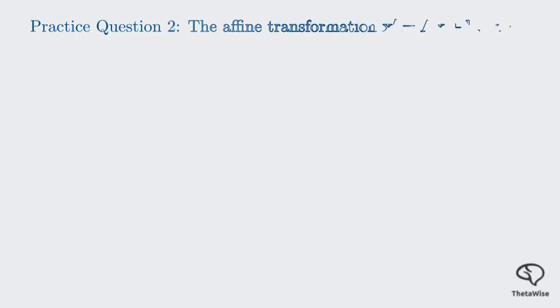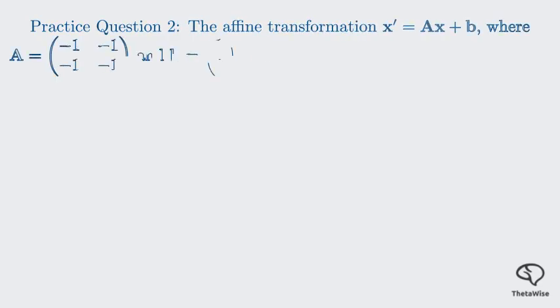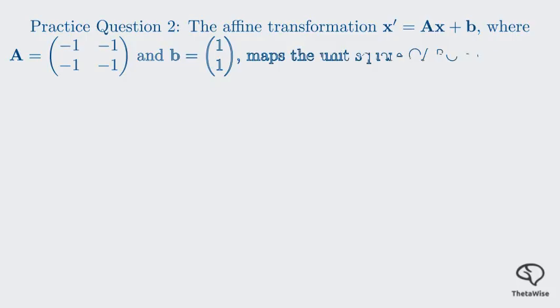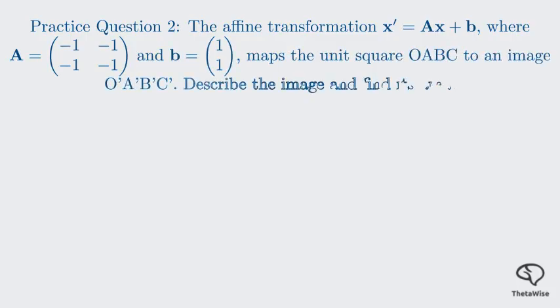Question 2. The affine transformation x prime equals Ax plus b, where A is the matrix (1, 1; 1, 1), and b is the vector (1, 1), maps the unit square to an image. Describe the nature of this image and find its area. Pause the video and try to solve it.